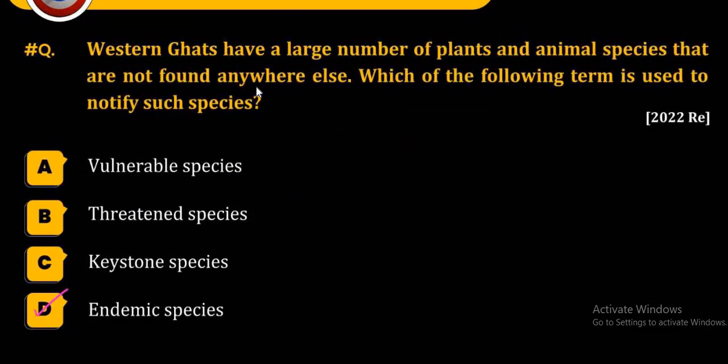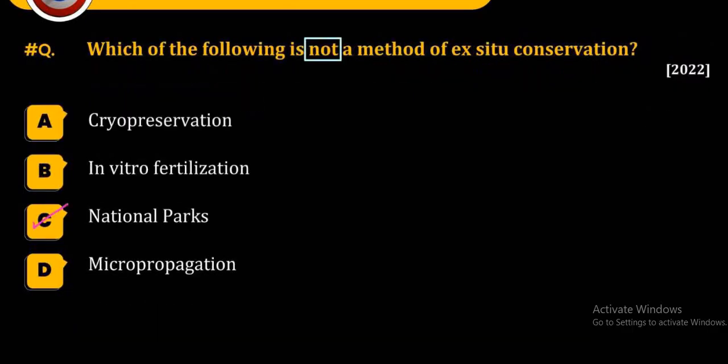Next question. Western Ghats has a large number of plant and animal species that are not found anywhere else. Which of the following terms is used to denote such species? Vulnerable species, threatened species, keystone species, endemic species. So the correct option is endemic species.